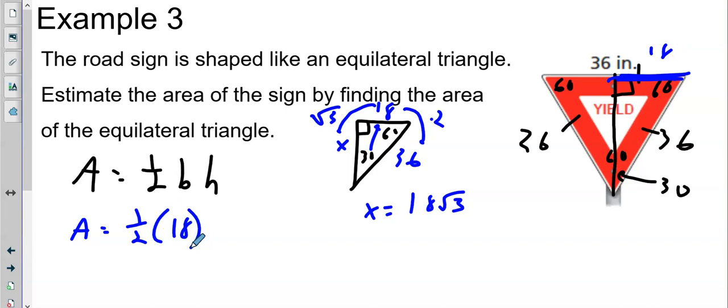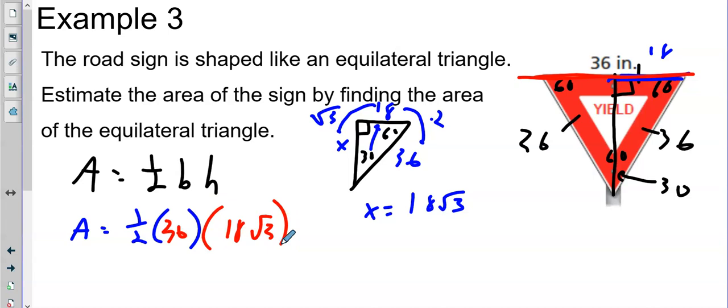Sorry. My bad. Well, it could be correct depending on how you look at it. If I did 18 there, I would only be finding one of the smaller triangles. I could do that and just double my answer. Or, since I'm trying to find the entire base, the entire triangle, I need to use 36 here. And then my height, I just found out, was 18 radical 3.